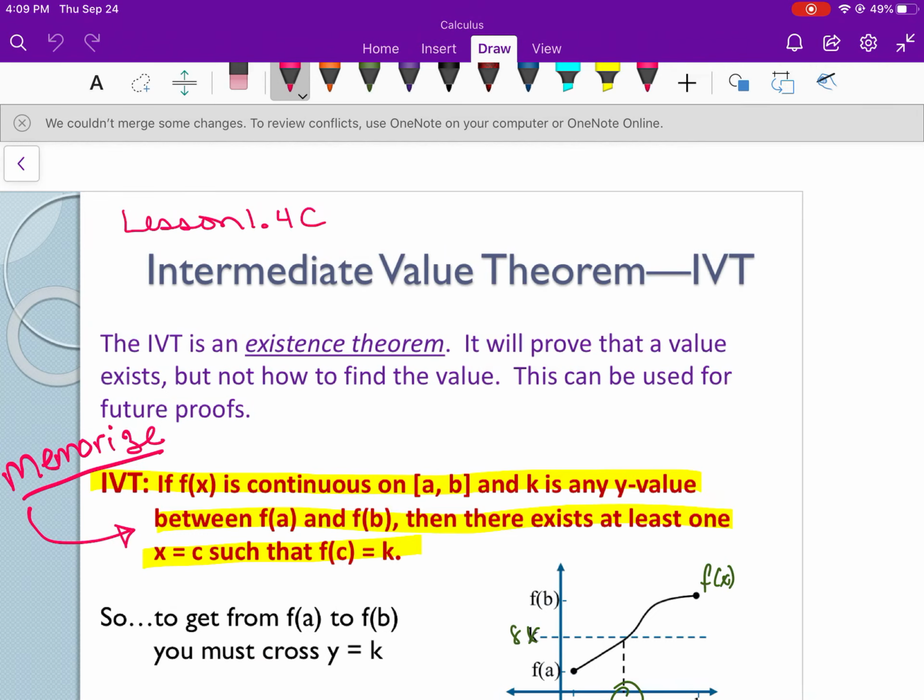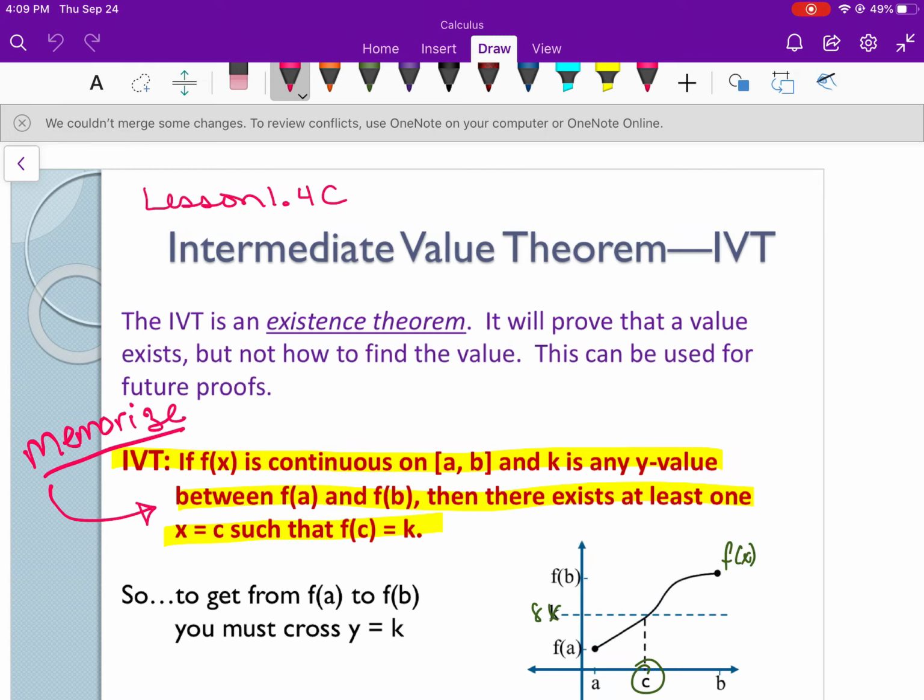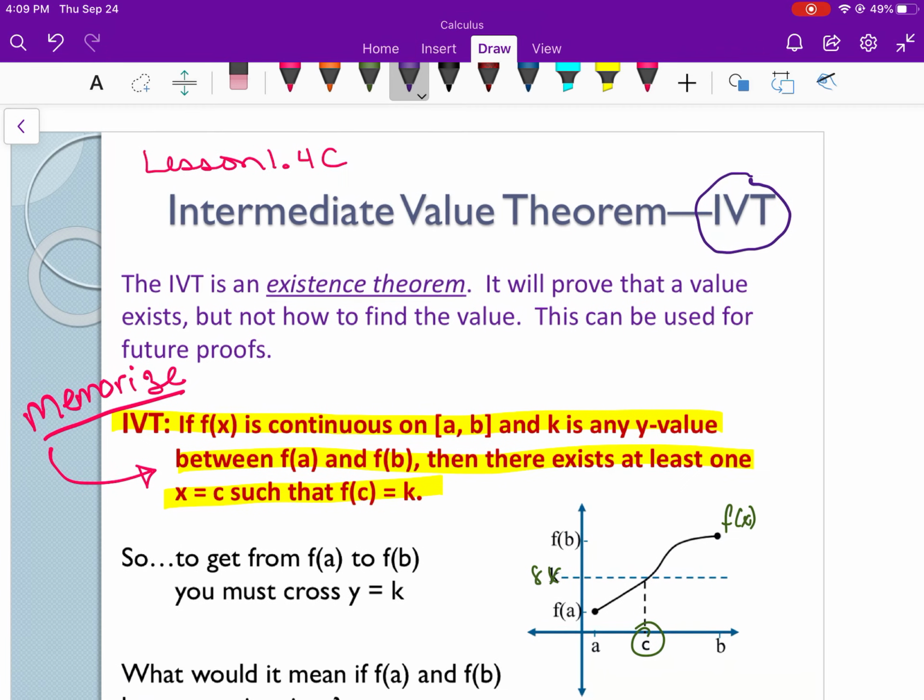Calculus, this is lesson 1.4, the last part. It's the intermediate value theorem. In calculus, we always abbreviate that with the IVT, and AP knows that abbreviation. We start off with the fact that the IVT is called an existence theorem. You're going to prove that a value exists, but not necessarily how to find the value.